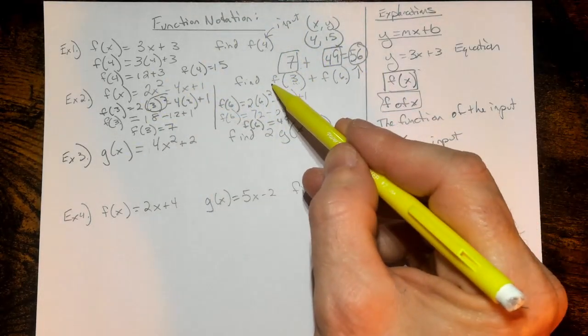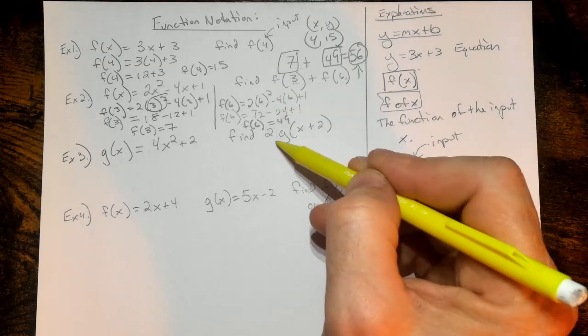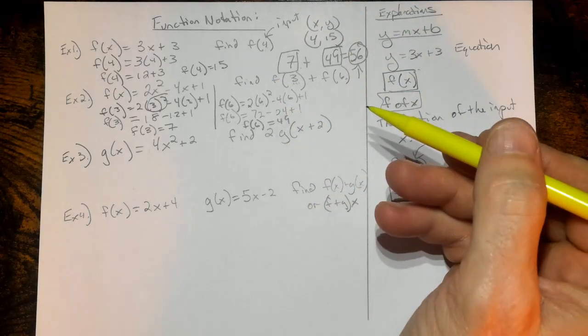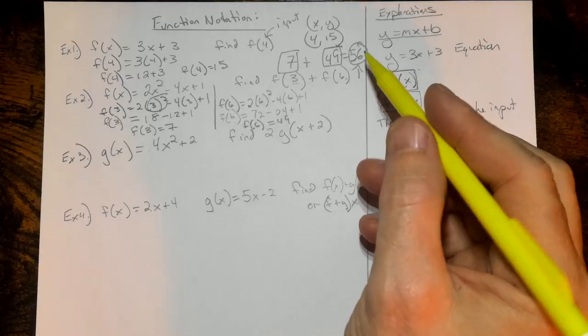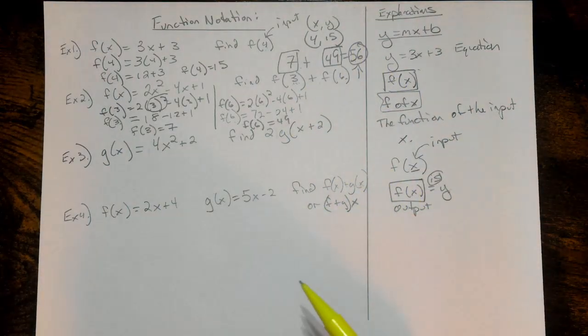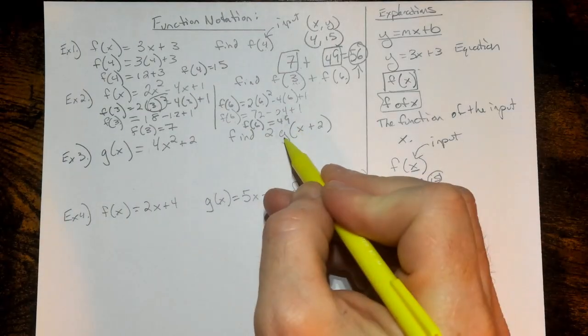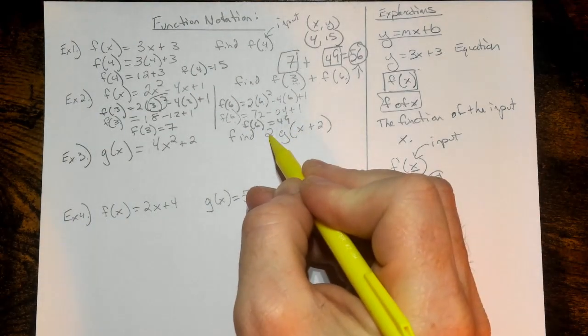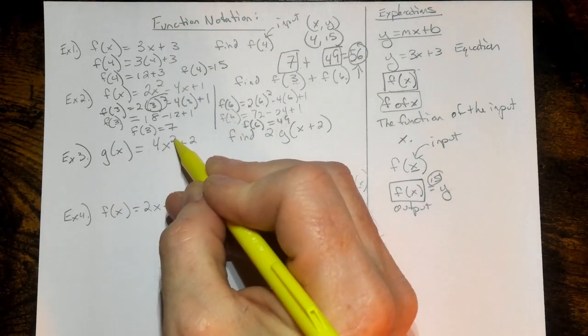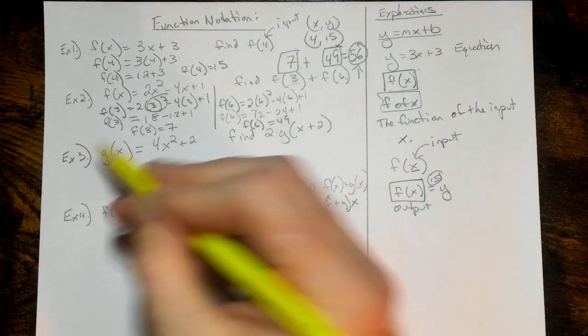Now the letters could change. It could be f, it could be g, it could be h, and a little bit of experience will help understanding why those things can change, but they're just representing different graphs on the same graph or on different graphs. So here we have g of x is equal to 4x squared plus 2. So I just changed this to show you it could be any letter.